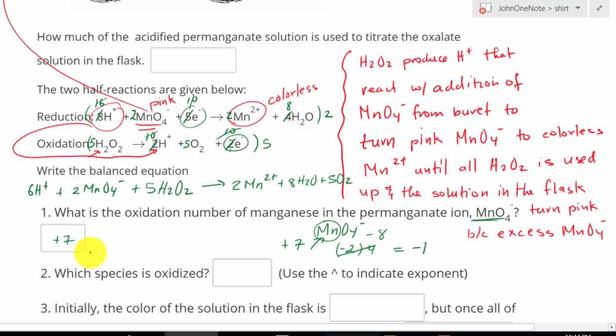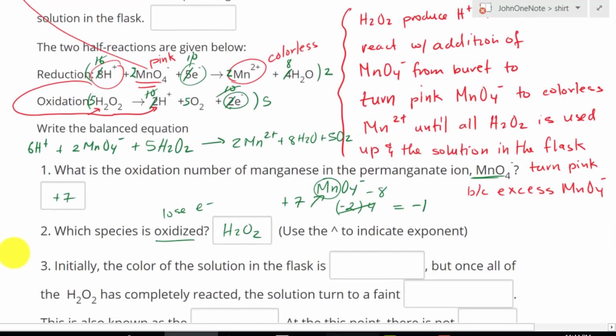And then another question we can be asked is, which species is oxidized? And the word oxidized means what? Lose electrons. So in this case, which one has electrons on the product side? We know right away it is H2O2, which is hydrogen peroxide. Isn't that easy? If we ask which one is being reduced, which one is gaining electrons, that would be MnO4-.